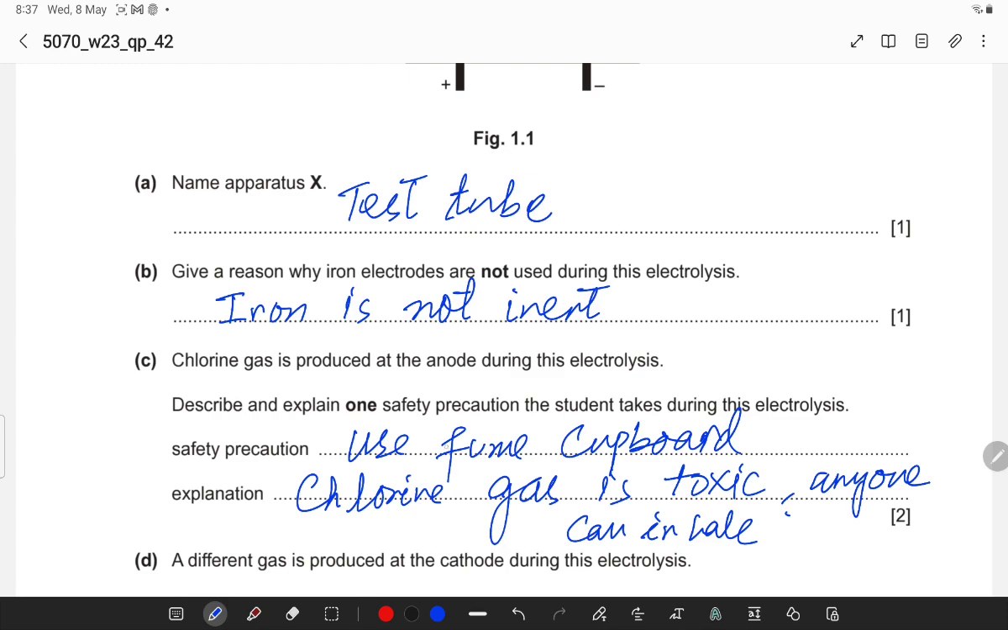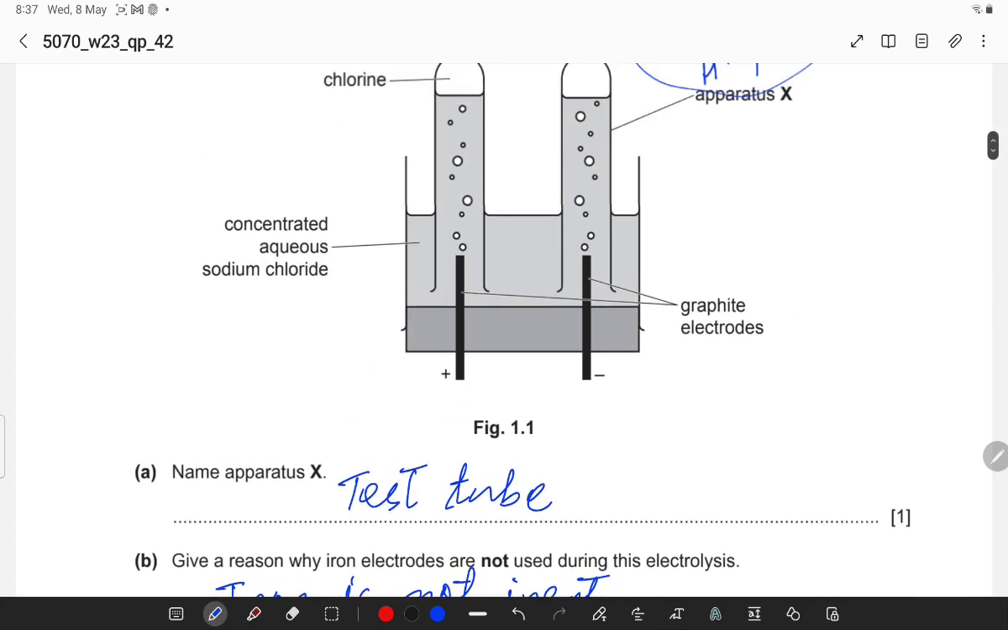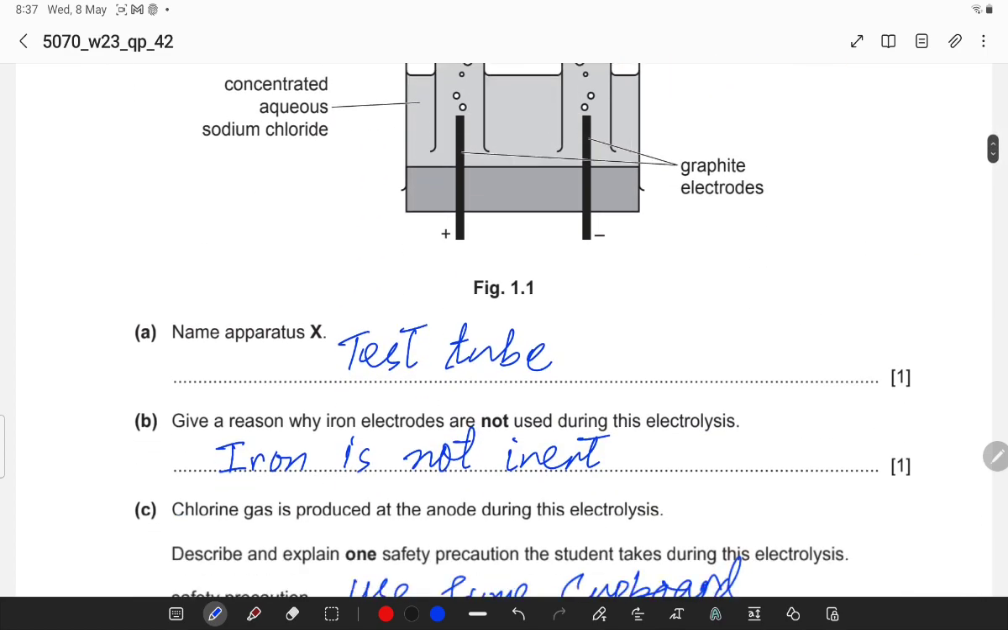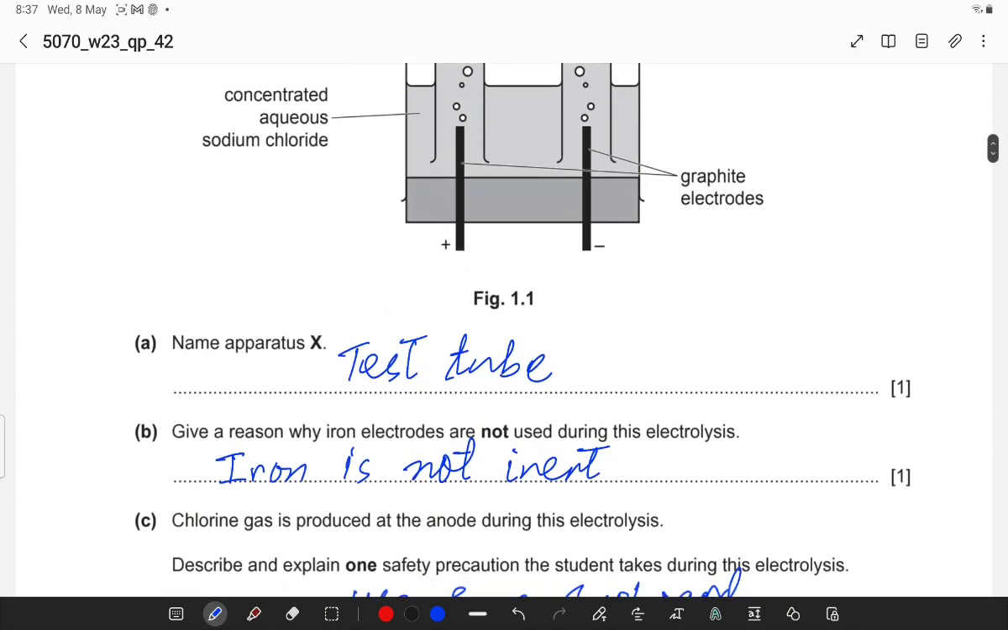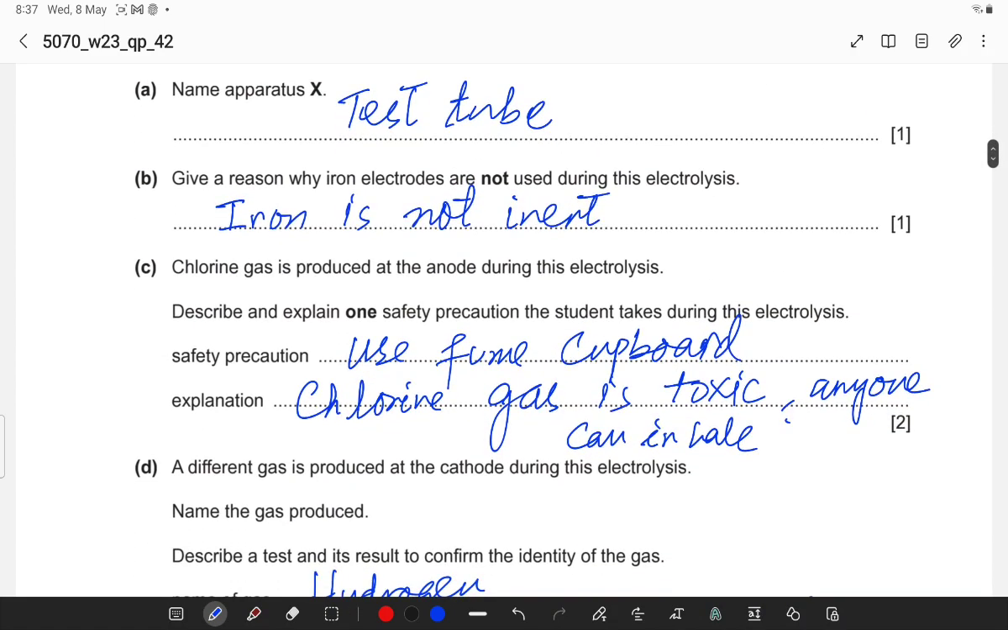Describe and explain one safety precaution the student takes during this electrolysis. Chlorine is a poisonous and toxic gas, so the experiment involving such gases is carried out in a fume cupboard. So use a fume cupboard. Explanation: chlorine gas is toxic, and anyone can inhale this gas in the lab.